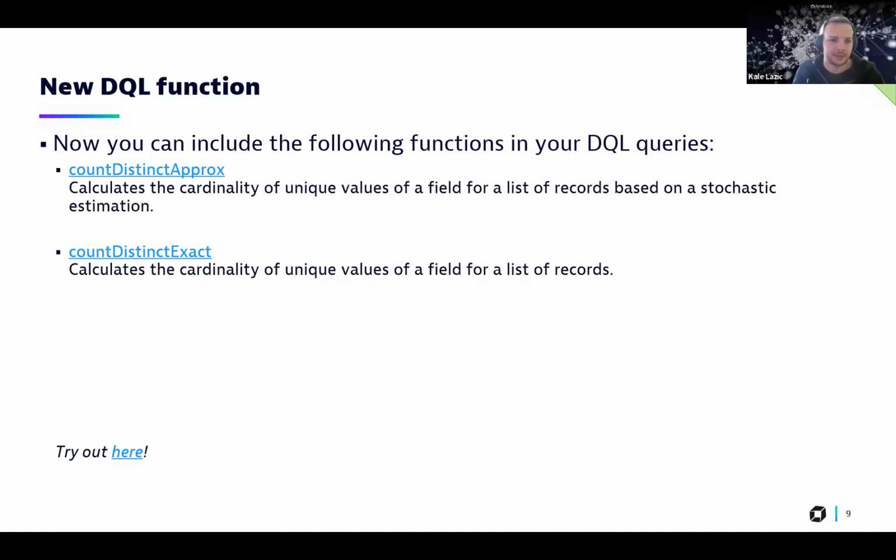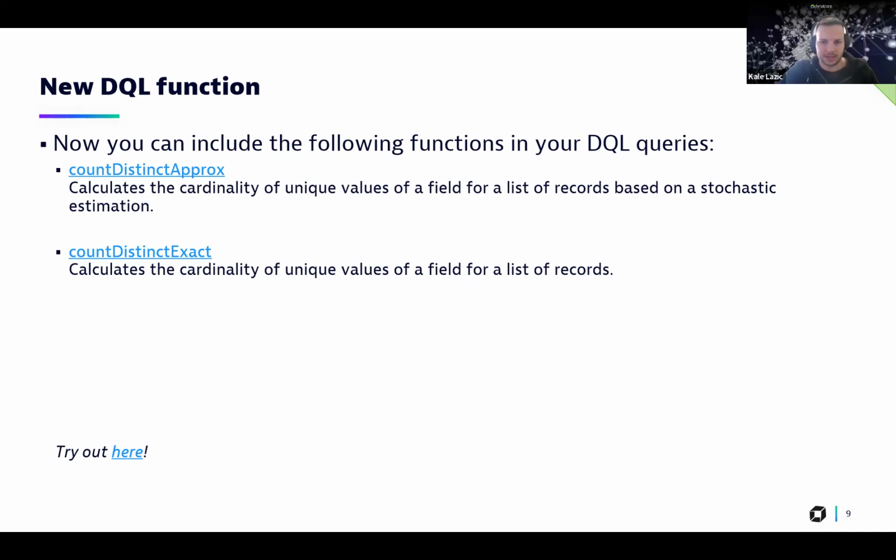Then we have two new DQL functions. The first one is count distinct approx. It calculates the cardinality of unique values of a field based on a stochastic estimation. What does stochastic mean in this context, or in any context? It means it's not 100% precise, but it's a really good estimate already.